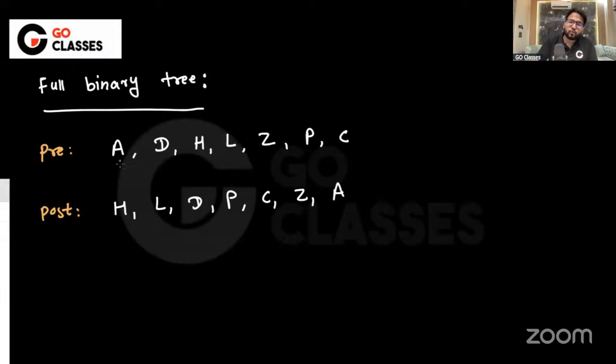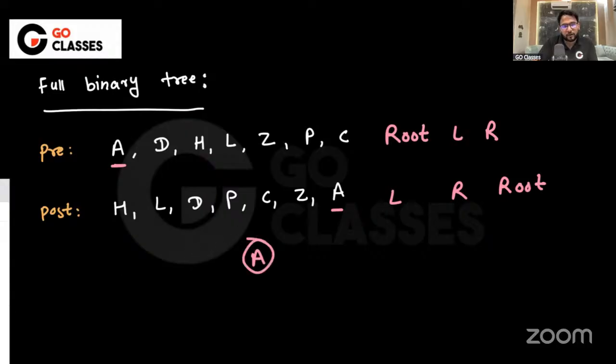See, can you tell me the root? Yes, root is A, which is very obvious. So here you can write also, this is root, left, right, and this is left, right, root. So both are agreeing that root is A. Now it must have two children.